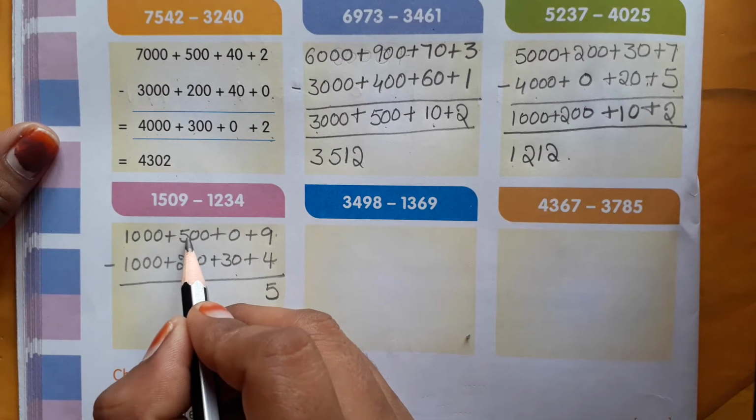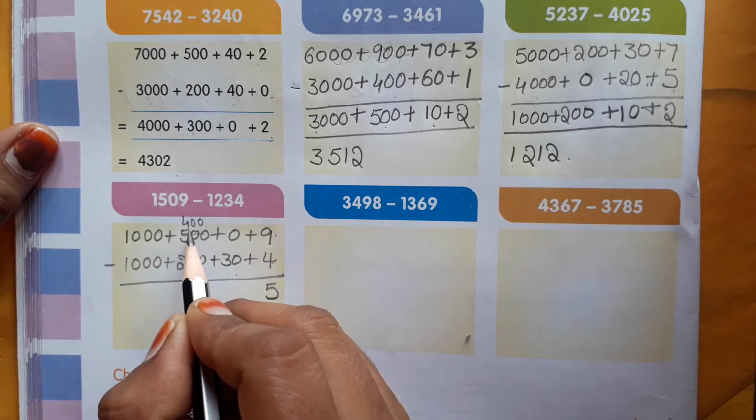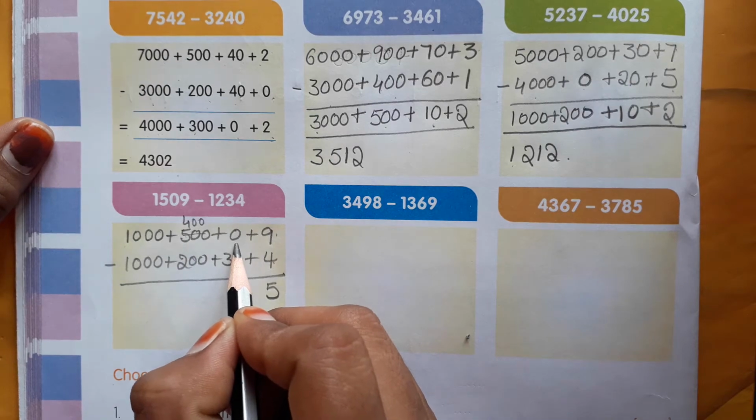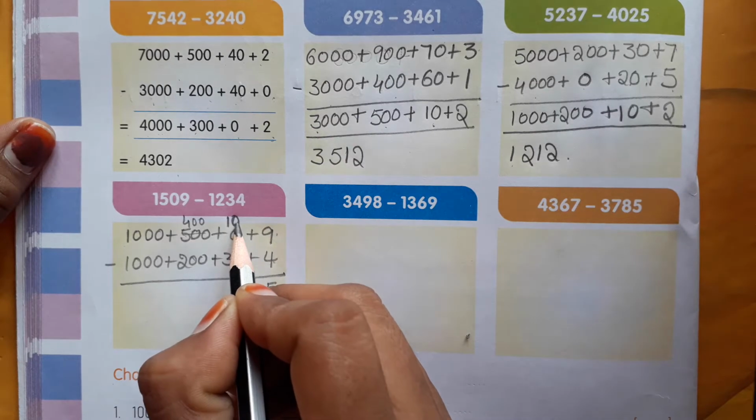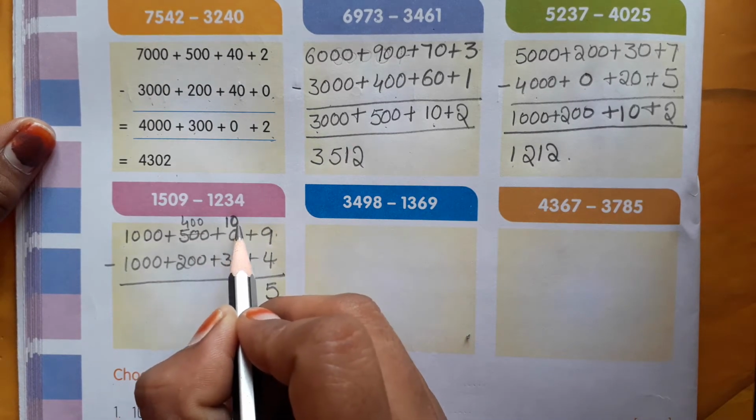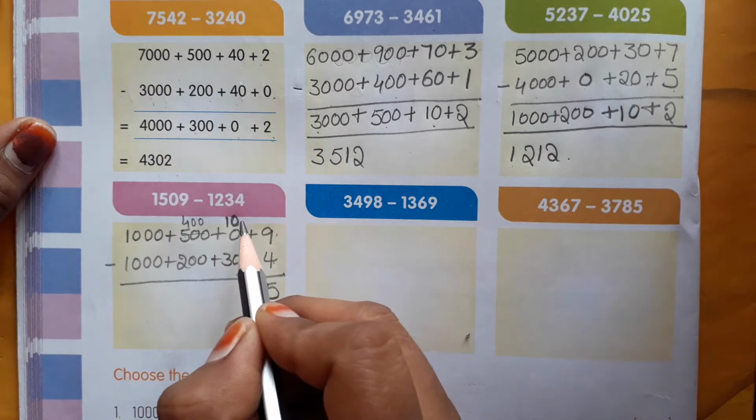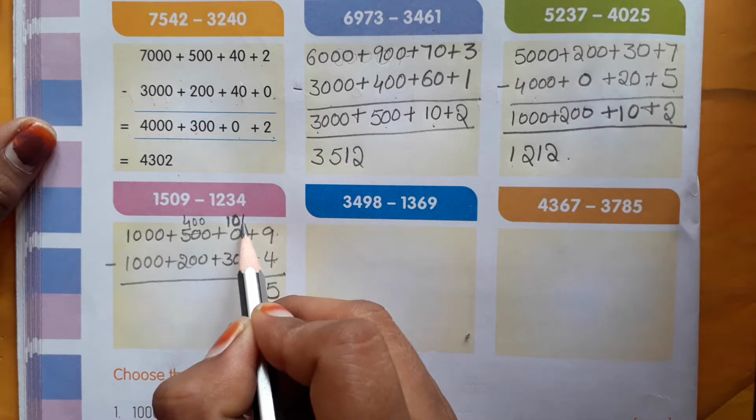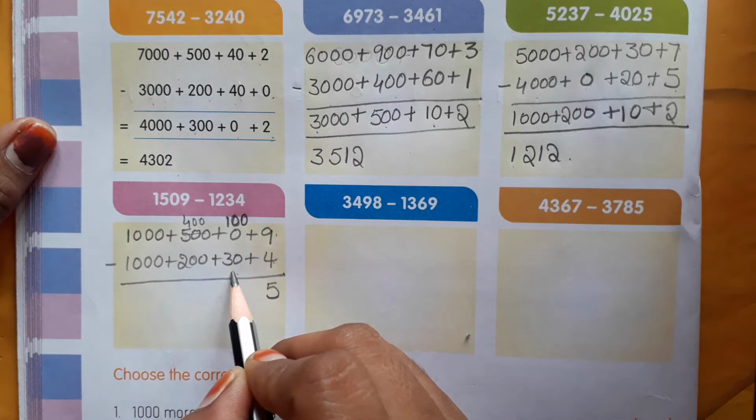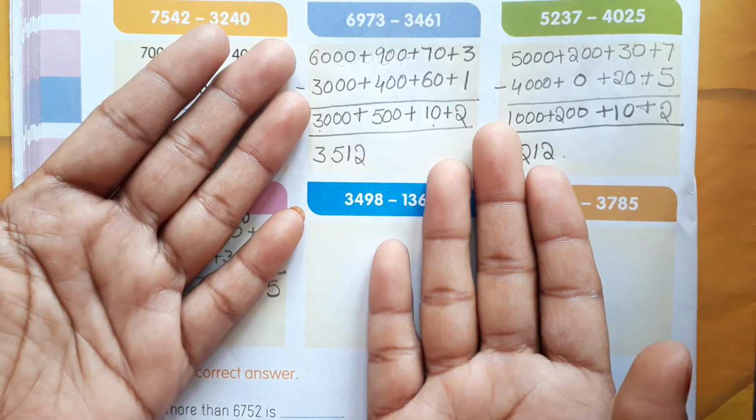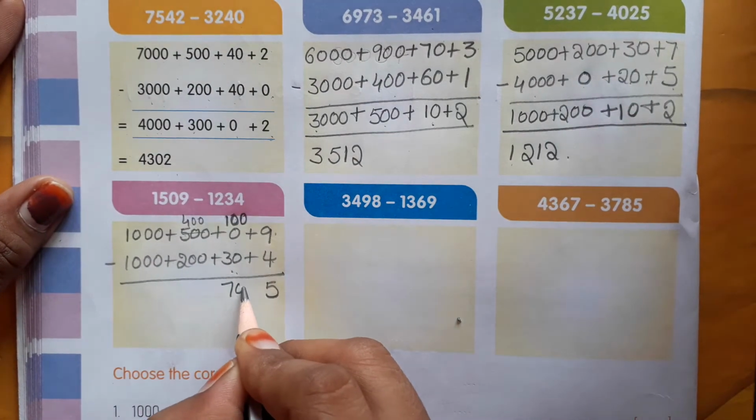No. Get borrow. Now here this 500 becomes 400. We are borrowing 100. So this 100 comes to the tens place. It will become 10 tens. 10 tens means 100. So the 100 becomes 10 tens. Now 10 tens means 100. Now 100 minus 30. How much? That means 10 minus 3. How much? 7. 70. Okay.